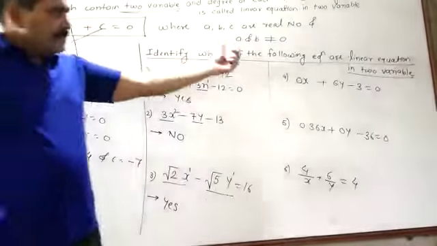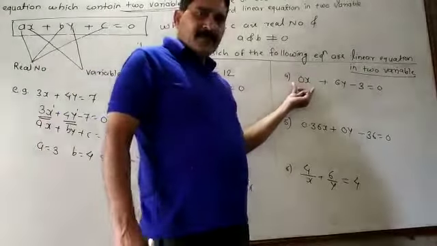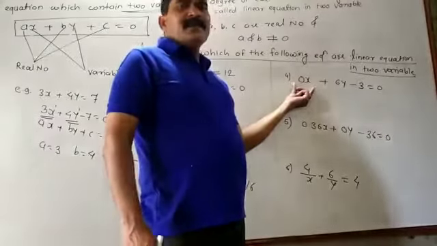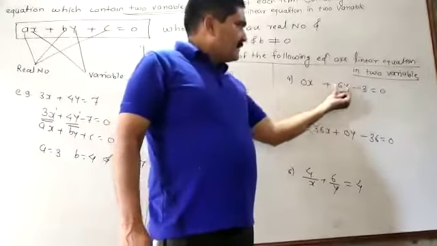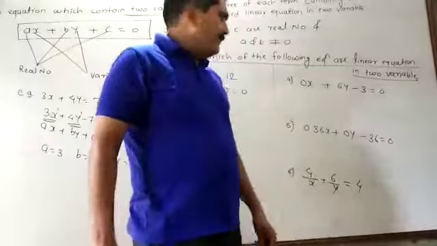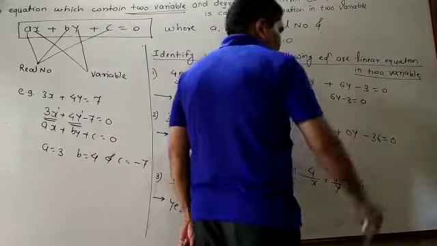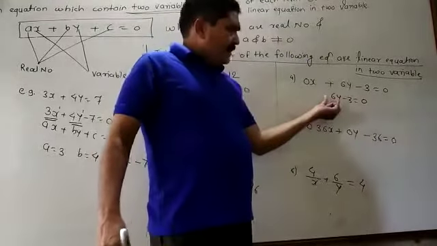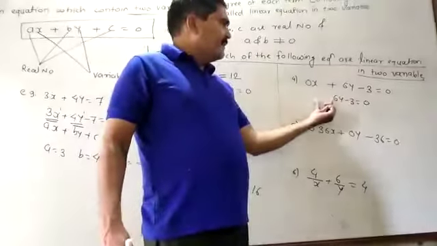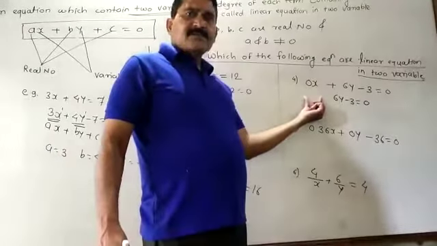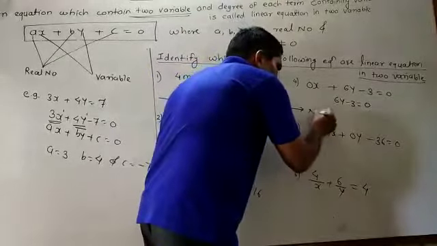After that, you have to concentrate on example 4. 0x means 0 multiplied by x, and at that time the answer will be 0. Plus 6y minus 3 is equal to 0. I will write this equation as 6y minus 3 is equal to 0. Though the index or degree of this term is 1, the x term is not given. So you have to say that this is not a linear equation in two variables.